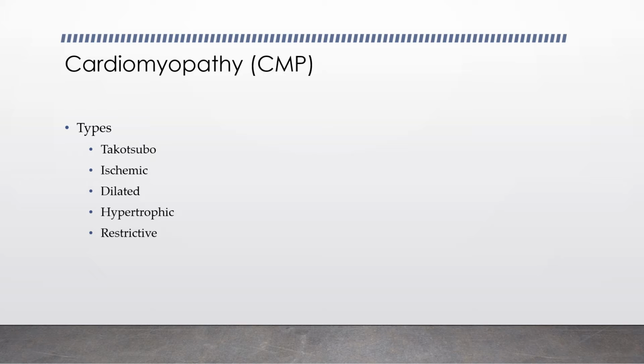So the first type is Takotsubo syndrome, which is a Japanese term. With this type of cardiomyopathy, it's actually an acute stress-related syndrome, and patients will come in with symptoms that really look like acute coronary syndrome. It will look like they're having an MI. They will have chest pain, ECG changes such as ST segment elevations. Their troponins and CKMBs will come back elevated.